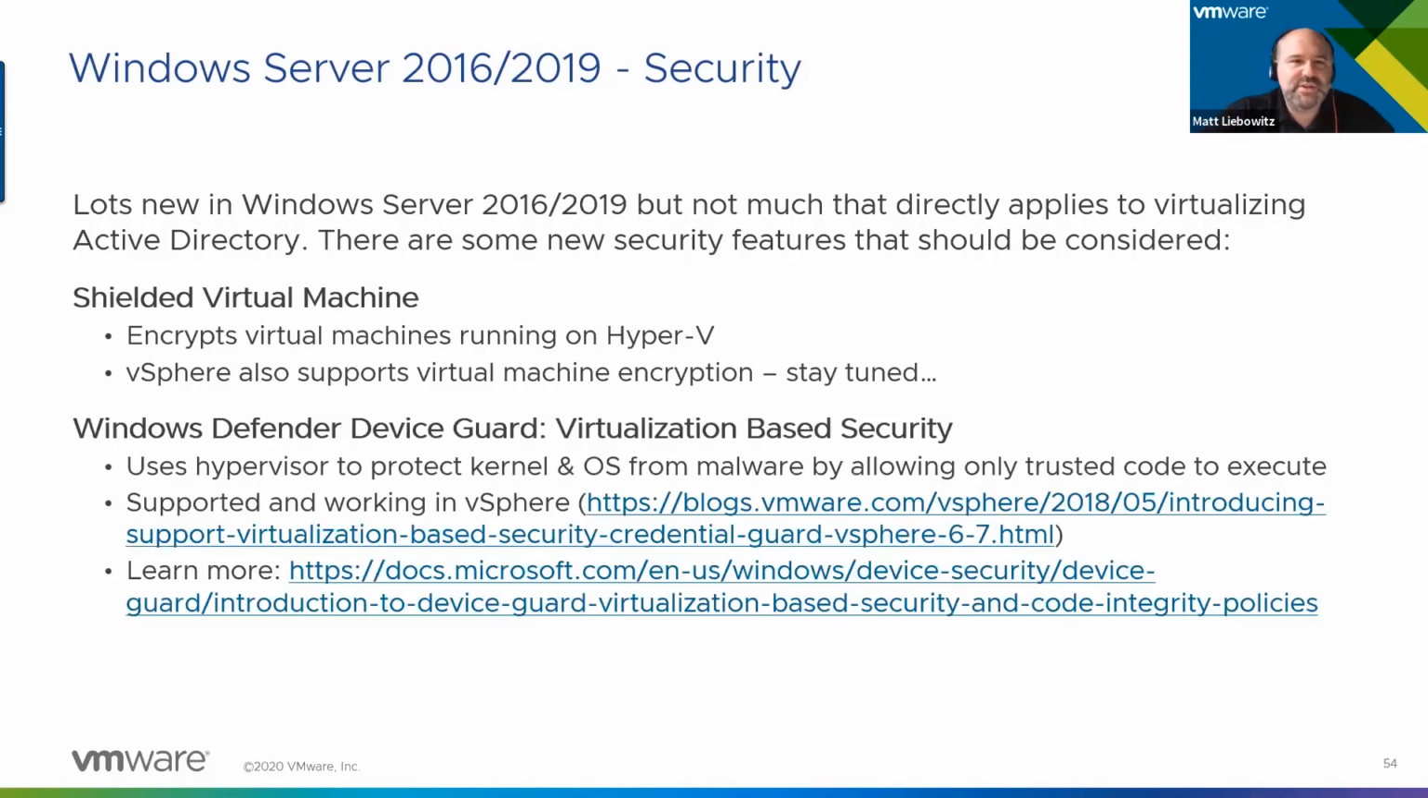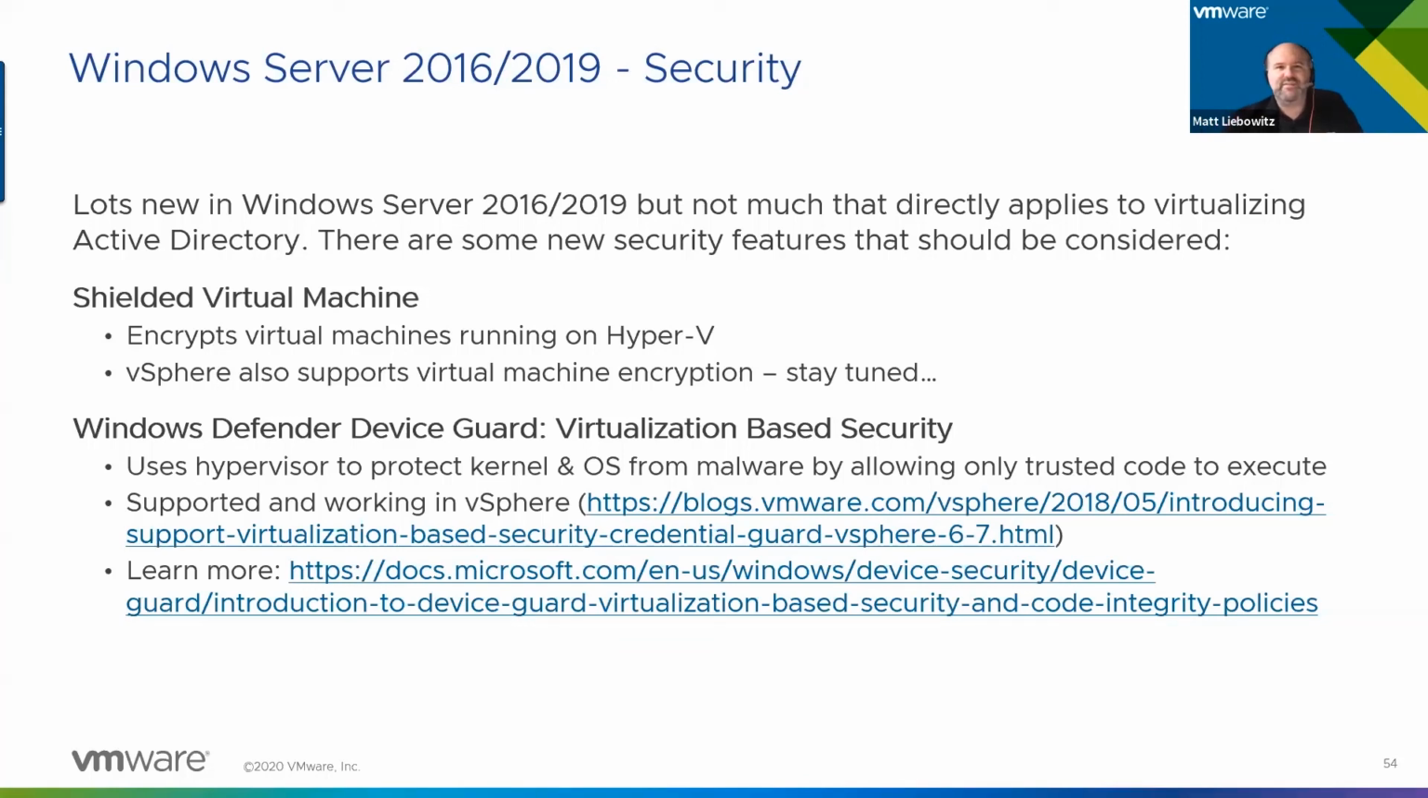First, what's new in Windows Server 2016 and 2019? Well, the truth is not a heck of a lot when it comes to virtualizing Active Directory. There are two features worth mentioning. The first is the shielded virtual machine, which allows encrypting of virtual machines on Hyper-V. We have an answer to that on vSphere, so stay tuned for that. The other is the Windows Defender Device Guard virtualization-based security.